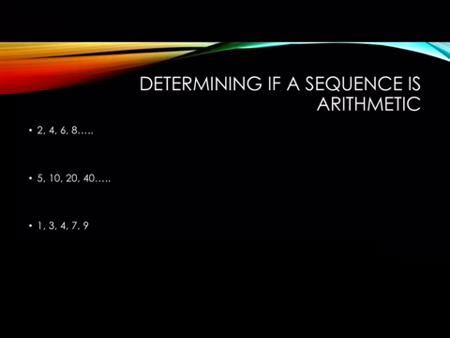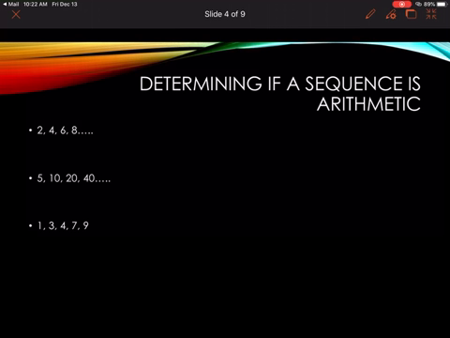So, determining if it's an arithmetic sequence. In order to determine if it's an arithmetic sequence, I have to find the common difference. The common difference is what it goes up by every time. So this goes up by 2, up by 2, up by 2. So the common difference is 2. And it does go up by the constant every time, so it is arithmetic.